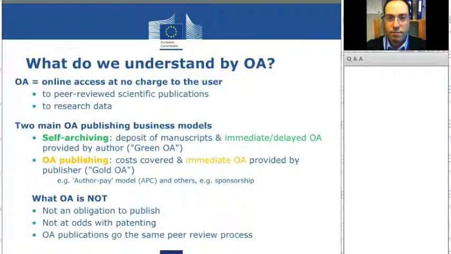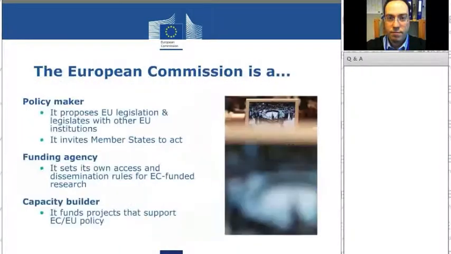Why are we dealing with open access as the Commission? Well, we have different roles to play. First of all, we are policy makers. We are dealing with open access in the context of EU legislation, and we also invite the member states to act. But we are also a funding agency, so we have the possibility to set our own rules for access and dissemination for the research that we fund. And we are a capacity builder. We support projects that either do research on open access or provide help and support on open access and how to comply with it.